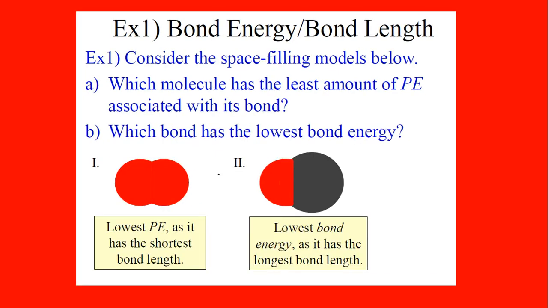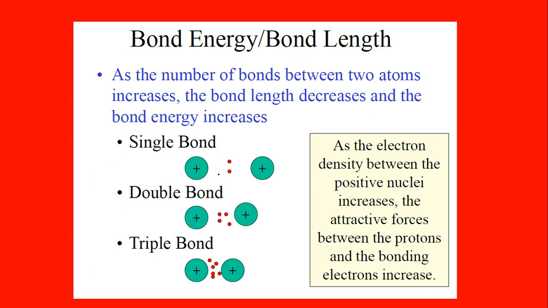And so lowest potential energy you're going to have with the shortest bond length, because there's less space to get into trouble. But the lowest bond energy has the longest bond length, because there's just not as much energy holding that bond together. So again, that's bond energy there. Okay, so bond energy, bond length, here's just the relationship.